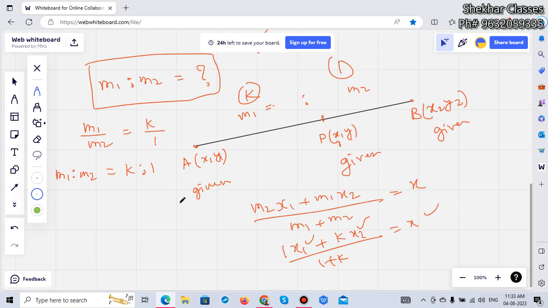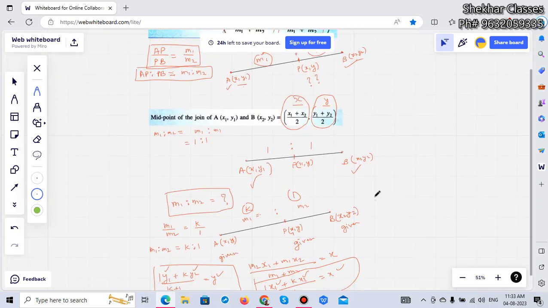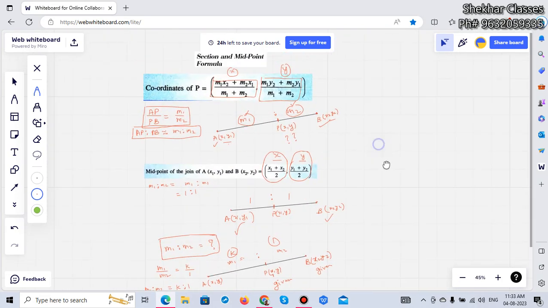So y will be the same: 1 y1 plus K y2 upon K plus 1. y is known to you, y2 is known to you, y1 is known to you, so you can find K in that case. Either way, using this or the other one, you will be able to find the value of K, and whatever value of K comes, that is the answer. Okay, so remember this formula. It will be more clear once we start solving questions, and we'll have a better idea about this.